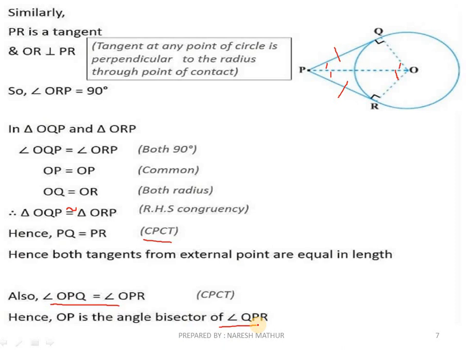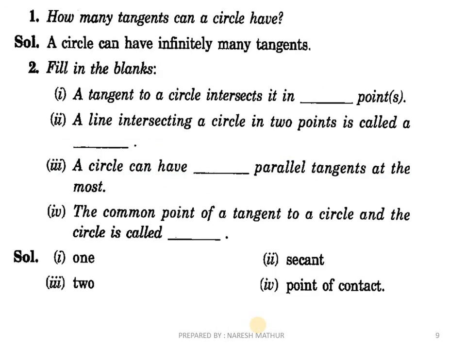Alright, now let's start with exercise 10.1. In the first question we are asked how many tangents a circle can have. Obviously a circle can have infinitely many tangents. A tangent to a circle intersects it at one point. A line intersecting a circle in 2 points is called a secant. A circle can have how many parallel tangents? A circle can have only 2 parallel tangents at most.